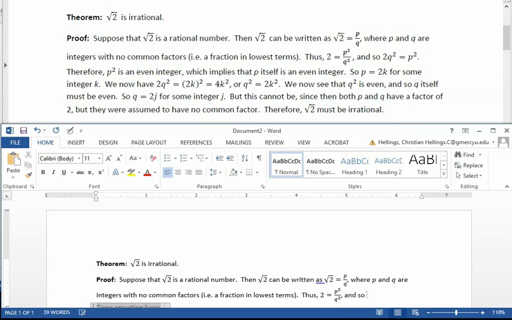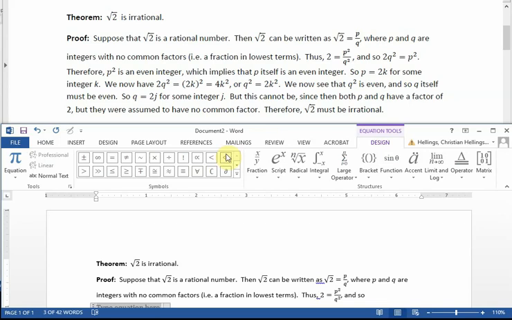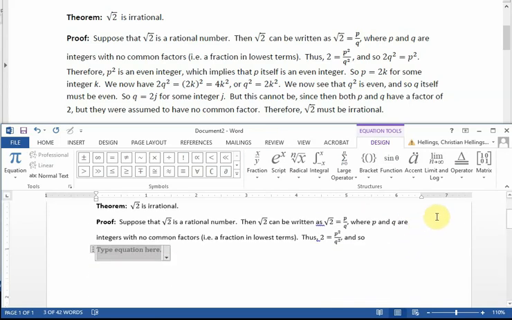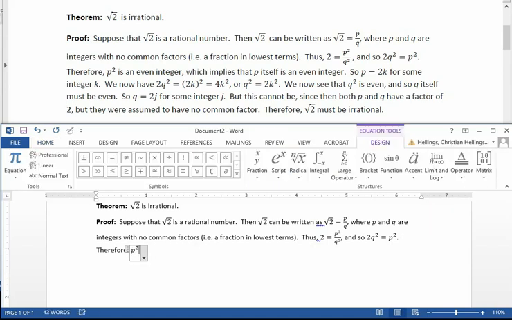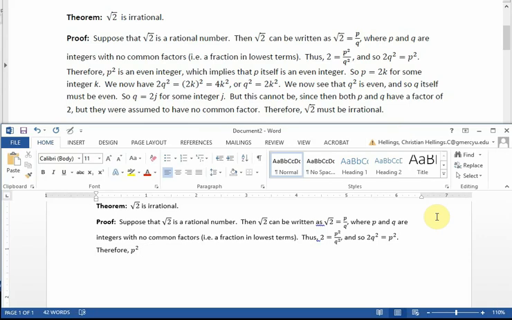And so, Alt equals, so let me bring this up a little bit. Okay, 2Q caret 2 space equals P caret 2 space, right arrow key, period. Oops. Therefore, Alt equals P caret 2 space, right arrow key, is an even integer.